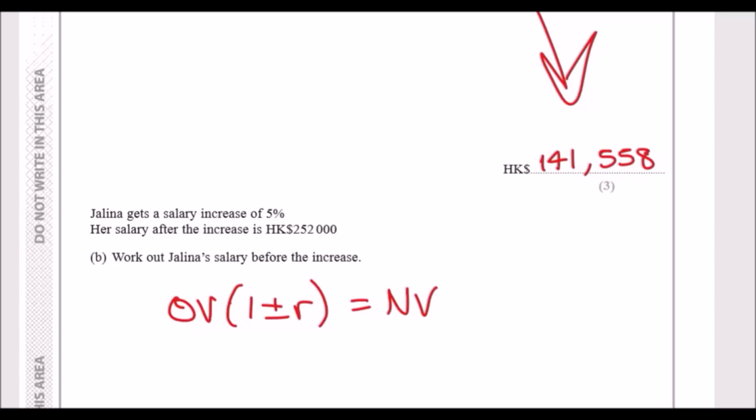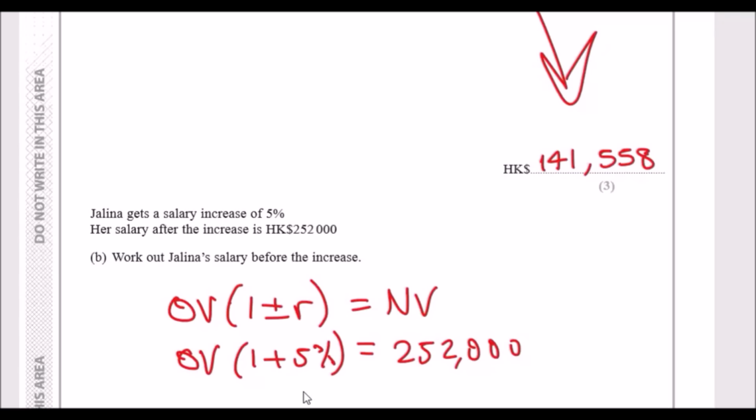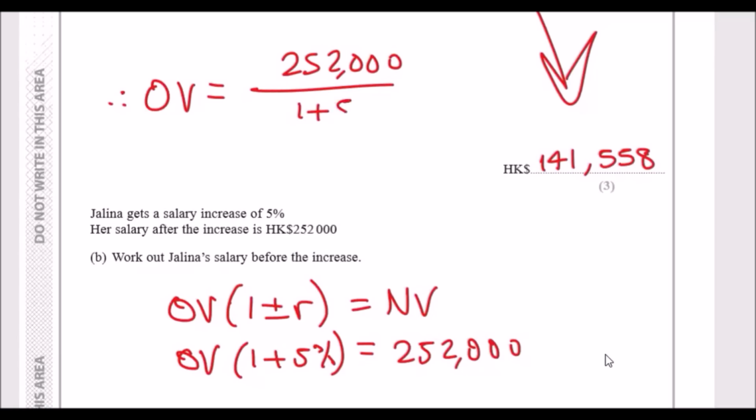So we just replace what we know. So we know that the new value was $252,000. We know that it increased by 5%, so 1 plus 5%. And we're trying to find the original value, so let's just keep it OV. And now to find it, all you want to do is literally just make OV the subject. And by doing that, just get 1 plus 5% on the other side. And that's by dividing. So we can say, therefore, the original value is 252,000 over 1 plus 5%.